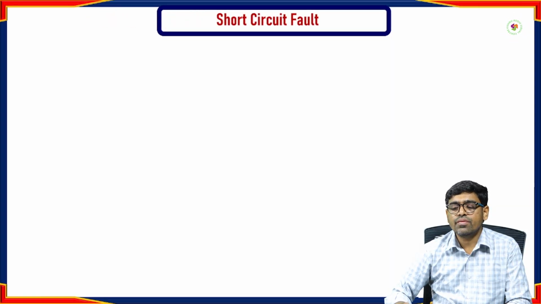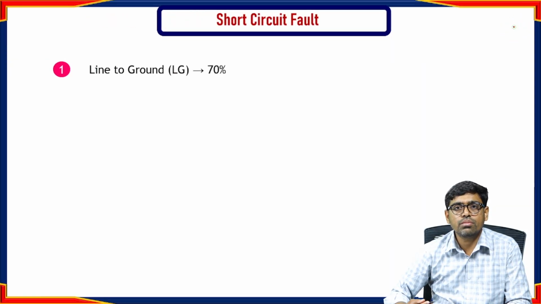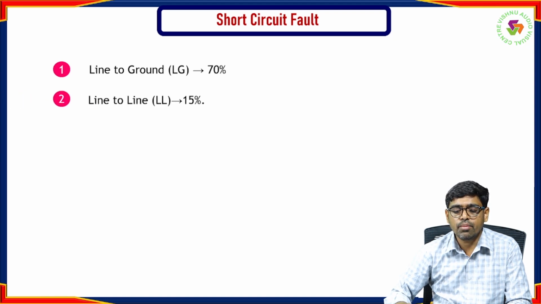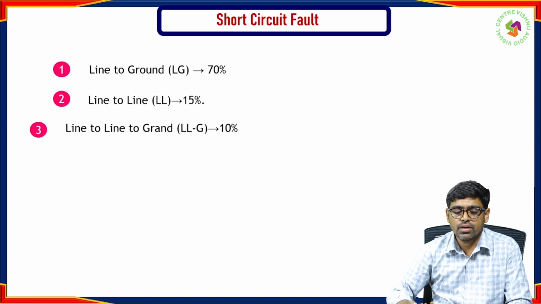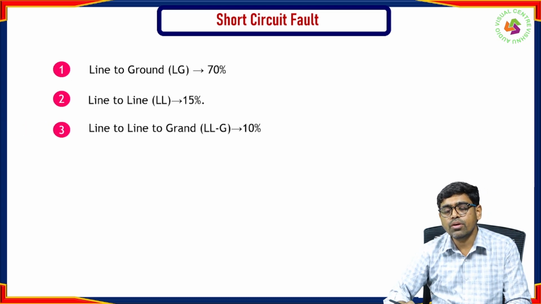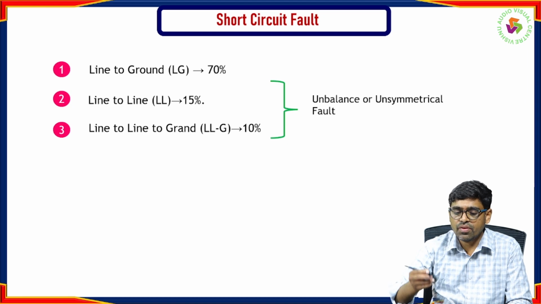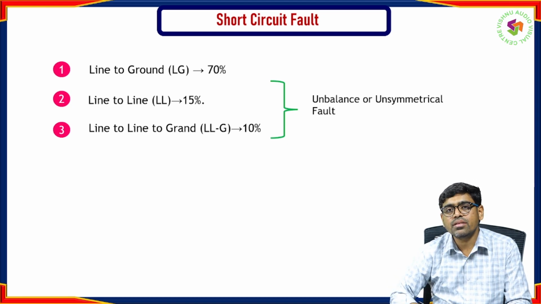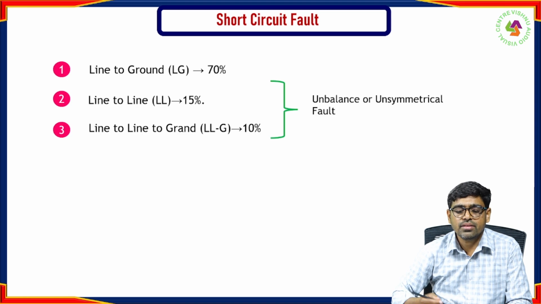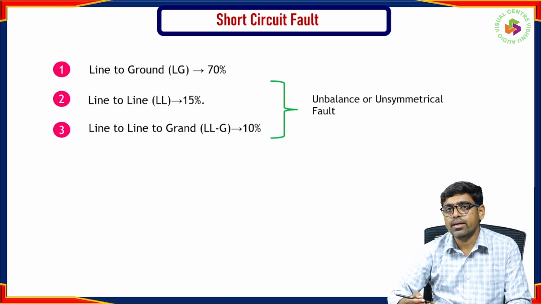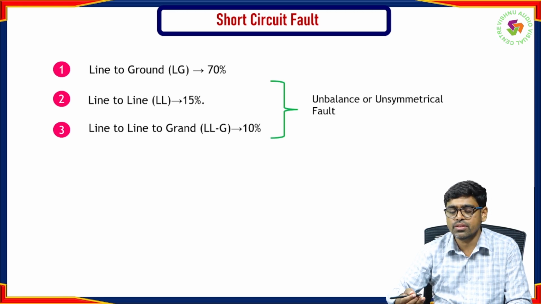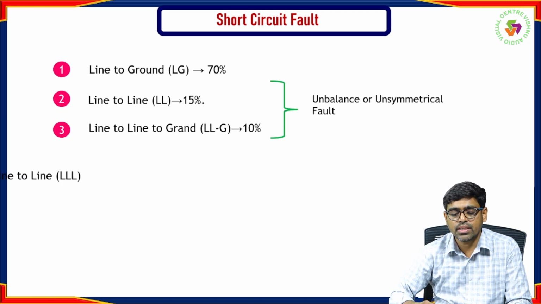In this short circuit fault analysis, we have to study the line to ground fault, LG fault, the double line fault, line to line fault, and then the double line to ground fault. These faults are called unbalanced or unsymmetrical faults. The line to ground fault occurs most, about 70% of the faults we observe in transmission lines or distribution systems. The double line fault is 15%, and the double line to ground fault occurs 10%.